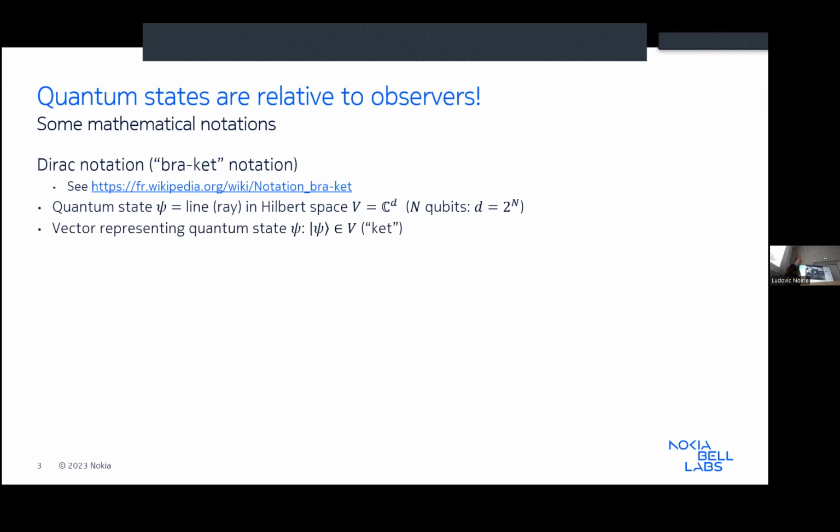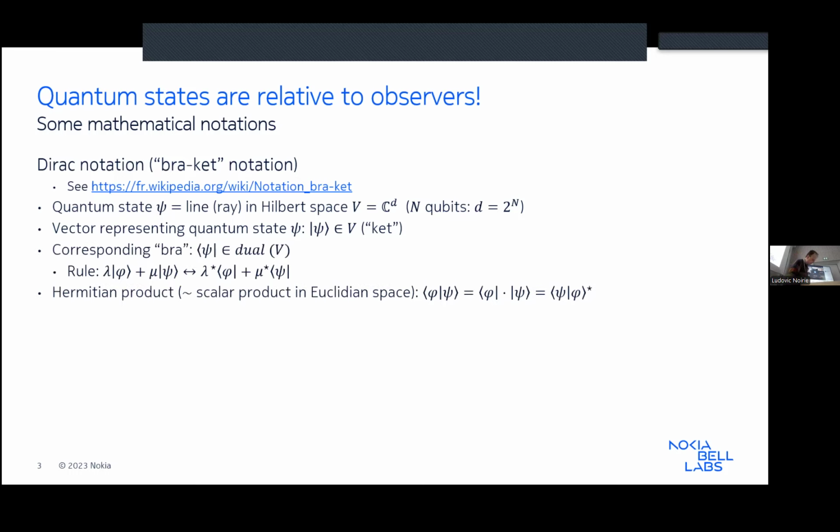As you know, each line can be represented by a vector, so a quantum state can be represented by a vector. In terms of notation, we have the ket notation. Psi without anything around it is the quantum state. When you put it with the vertical bar on the left and the greater than symbol on the right, this indicates that you represent the quantum state psi by a vector. We call this a ket.